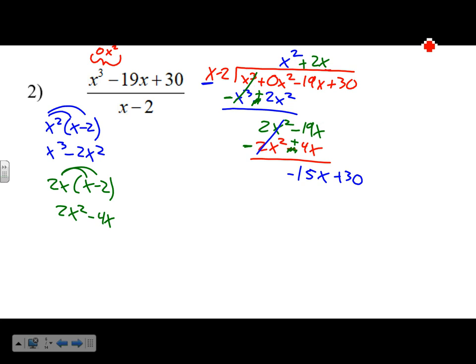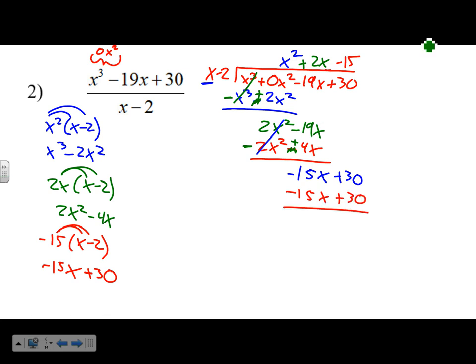What do I multiply by that x to get negative 15x? We're going to end up multiplying by negative 15. Because again, negative 15 times x minus 2, that's negative 15x. Negative 15 times negative 2 is positive 30. So we get negative 15x plus 30.